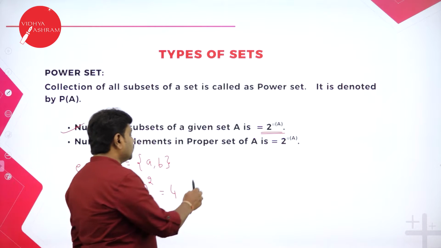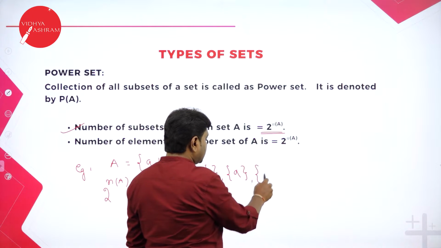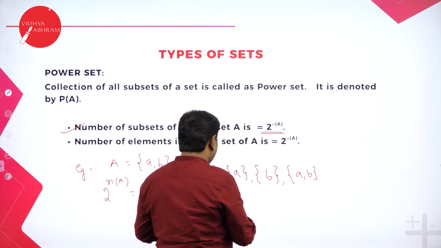Exactly 4. What are they? The null set is one subset, the set containing A is one subset, the set containing B is another subset, and the set containing both A and B is another subset. Total how many subsets are there?